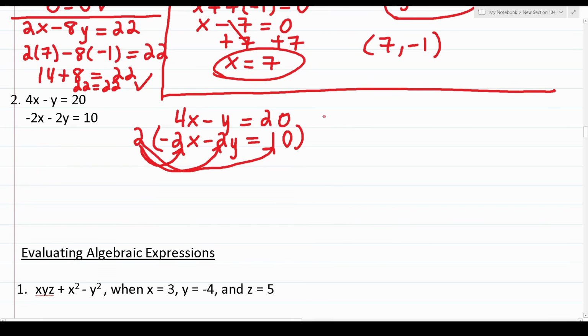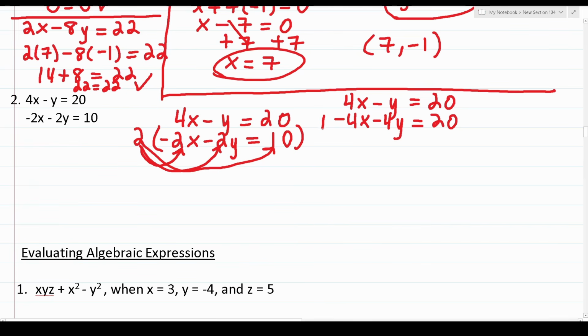And we're not going to touch this top equation, so let's go ahead and copy that over here as is. That's 4x minus y equals 20. And let's go ahead and distribute this 2 now. 2 times negative 2x is negative 4x. 2 times negative 2y is negative 4y. And then 2 times 10 is 20.